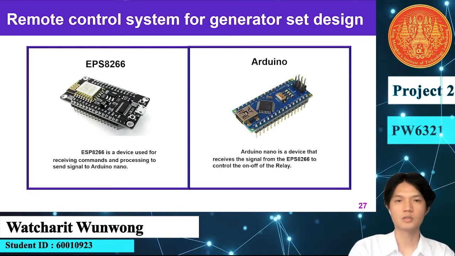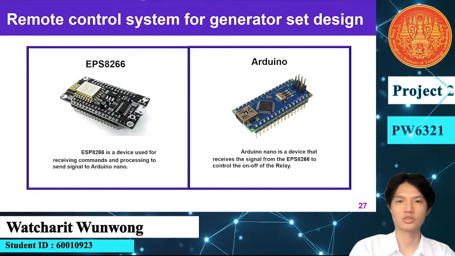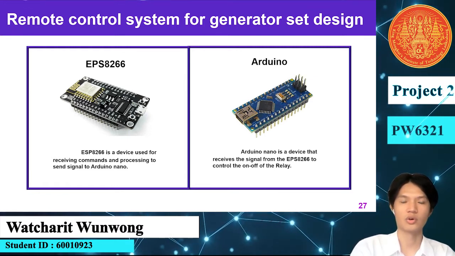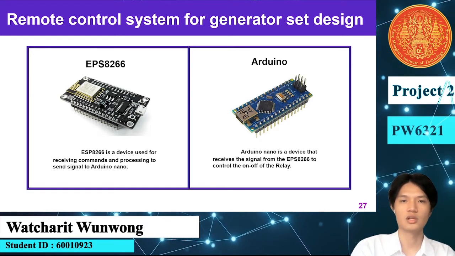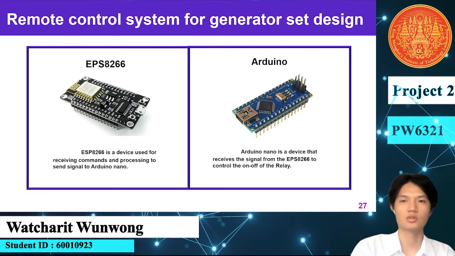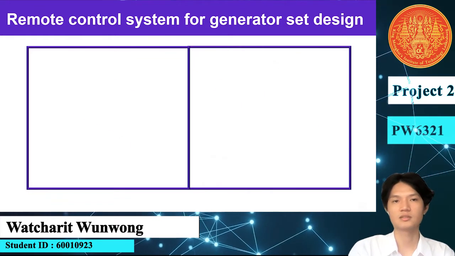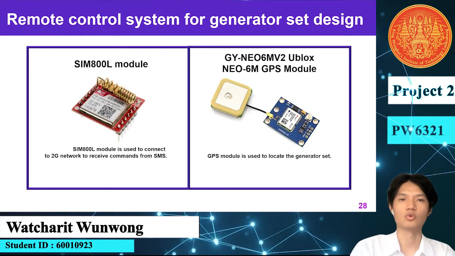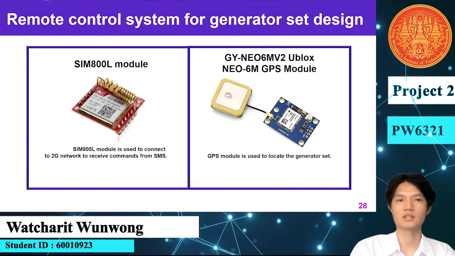Microcontroller is ESP8266 and Arduino Nano for processing data and controlling operating conditions. ESP8266 is the device used for receiving commands and processing them to send a data signal to Arduino Nano to control the relay. Next, we use the SIM800L module to connect to the telephone network and receive SMS commands.